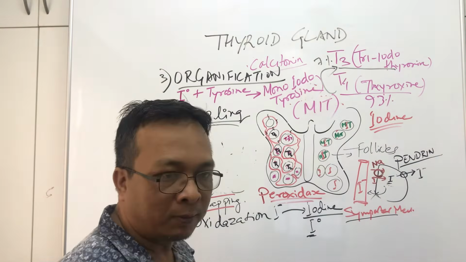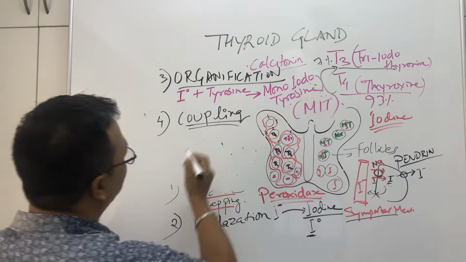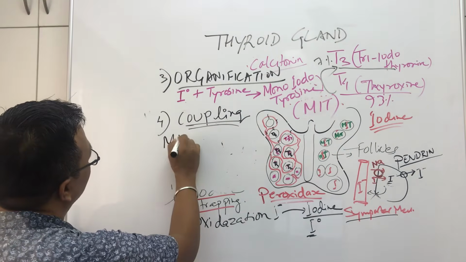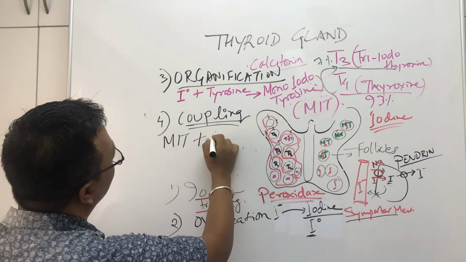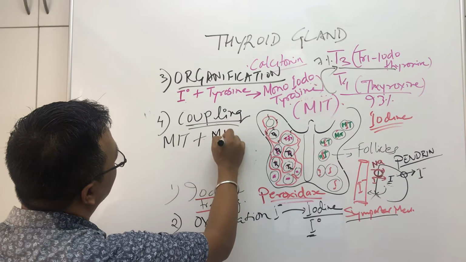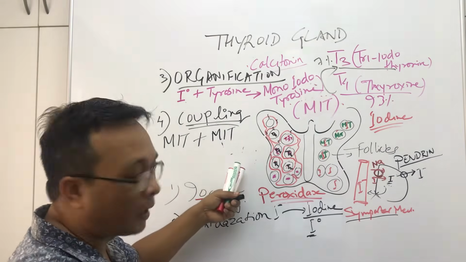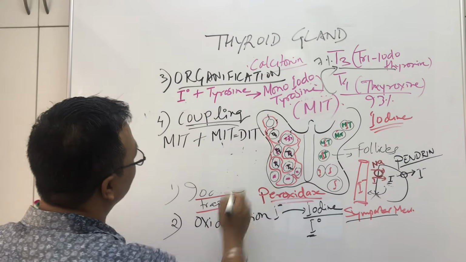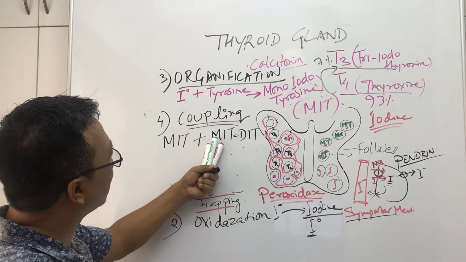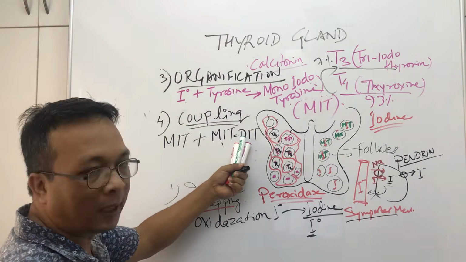Now we have to make couples from here. So MIT is for monoiodotyrosine. One MIT combines with another MIT, and what will form? Diiodotyrosine, right? It will form DIT, diiodotyrosine. One iodine, another iodine combines and forms DIT.